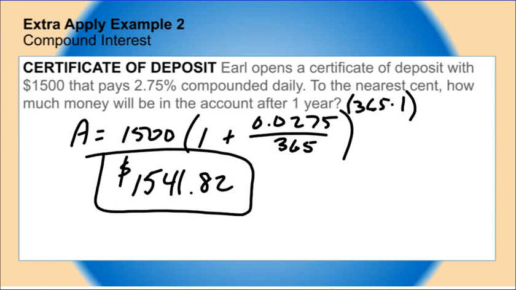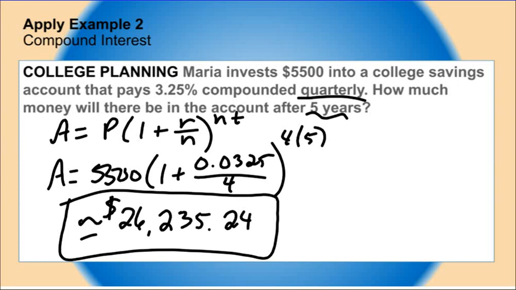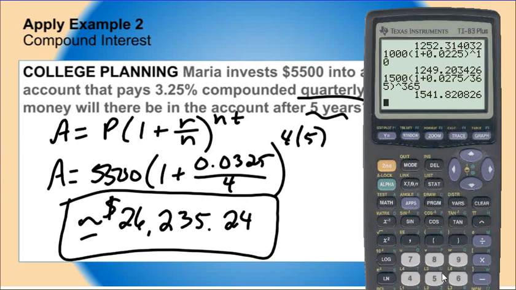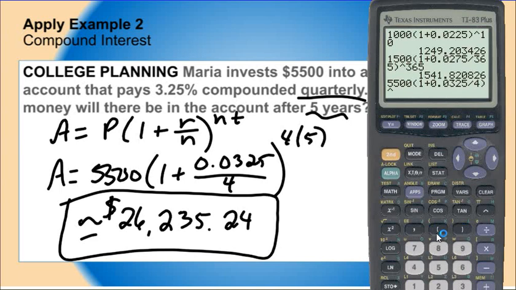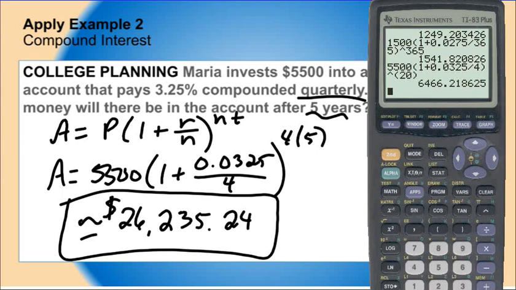Now there's one problem I want to go back to. Example 2. I had put the wrong numbers into our equation on the calculator. So if we go back to this one, this would be 5,500 times parentheses 1 plus 0.0325 divided by 4. And we're going to raise that to the 20th power. And it gives us $6,466.22. So this is wrong.